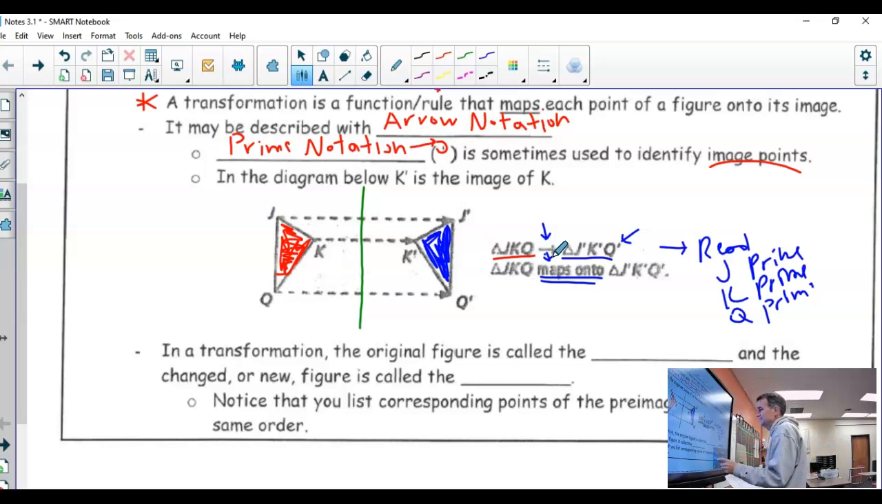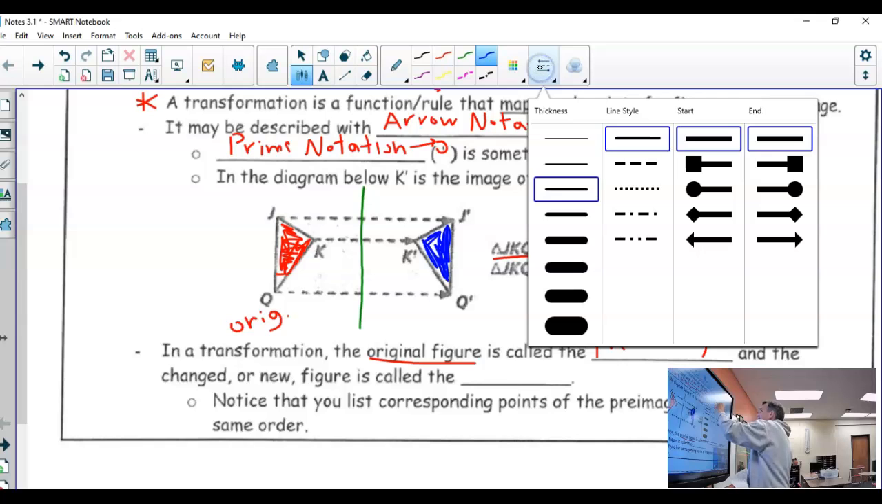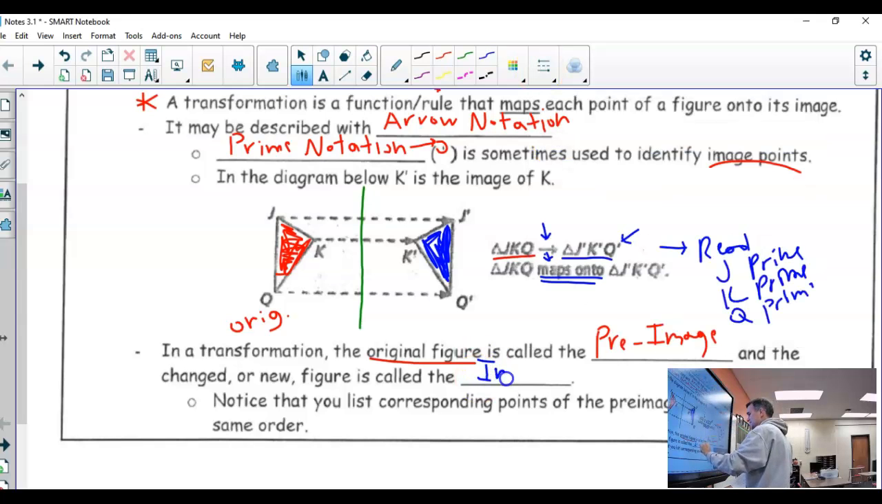Now, in a transformation, the original figure, in our case the red one, is called the pre-image. Think if you take a photograph of somebody, when you take a picture of somebody, they are the pre-image, and the picture is the image. So the new figure, once you move it, or once you do something to it, is called the image. All right, so we got the pre-image and the image.